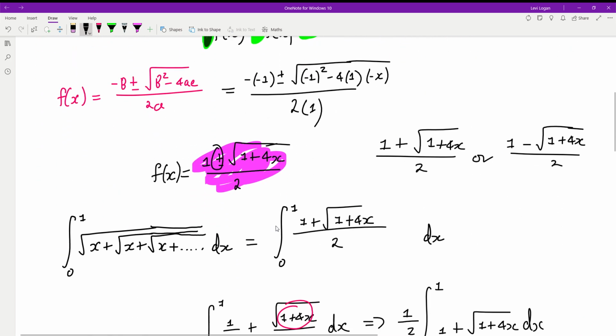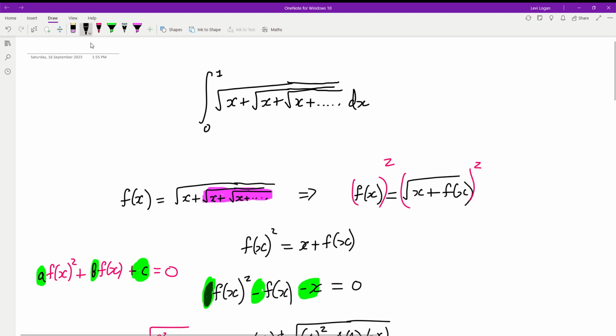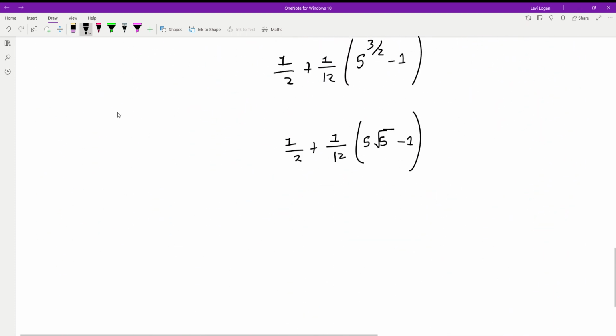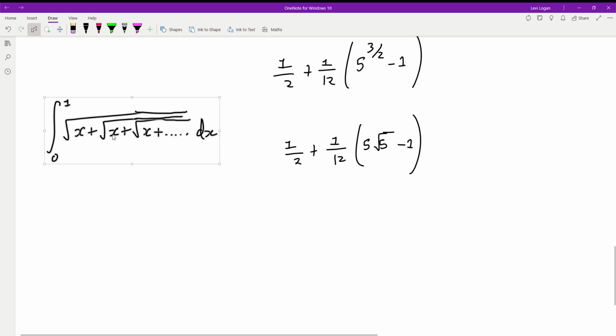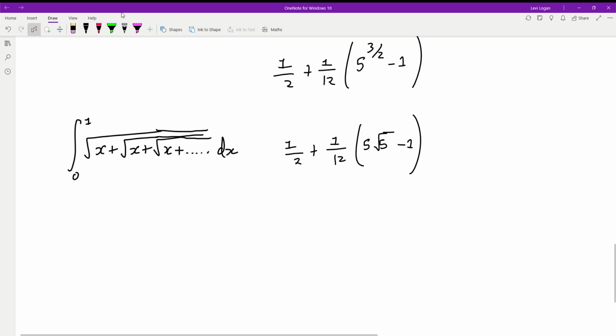So our integral here, I'm going to copy. Oh, I've already got copied. Never mind. This integral is equivalent to this.